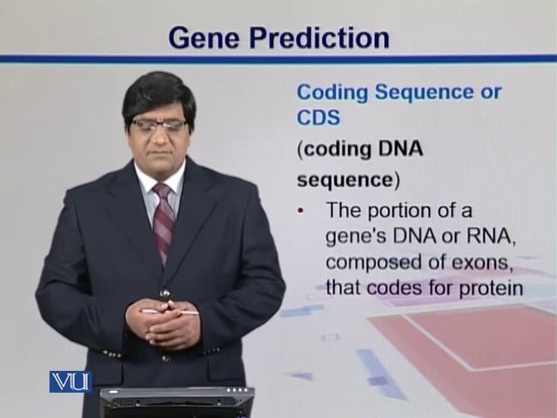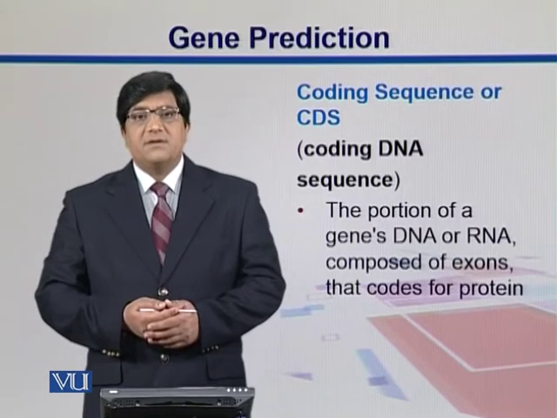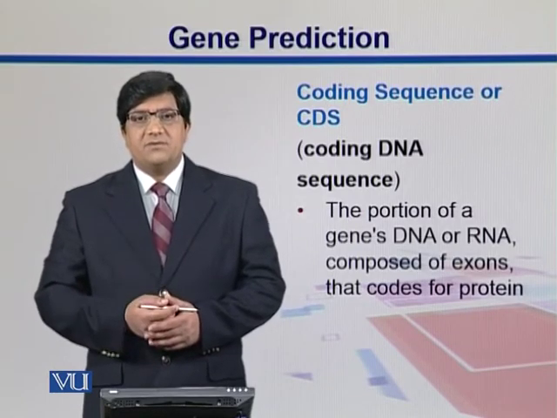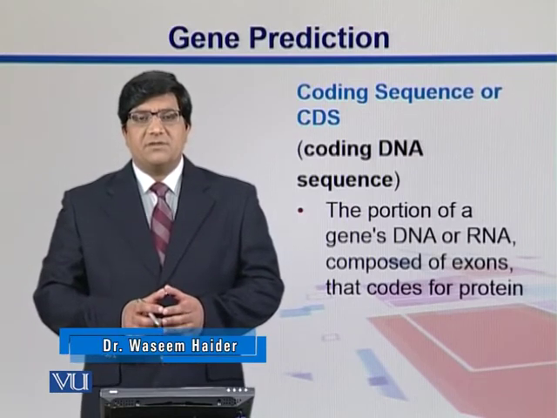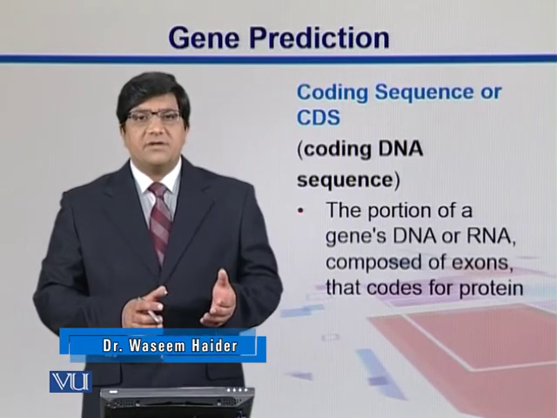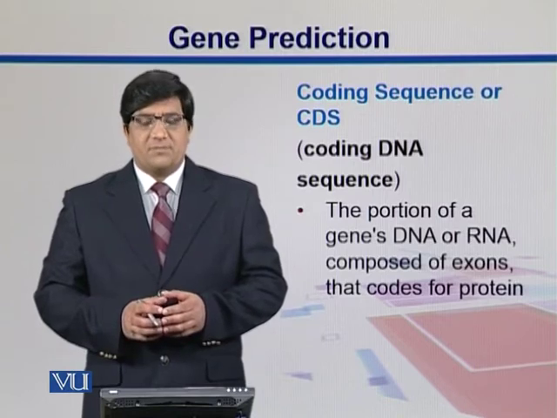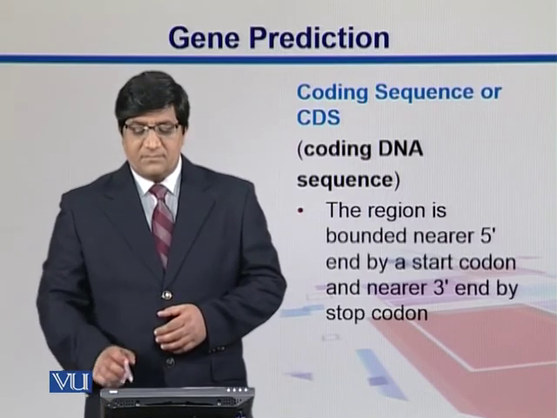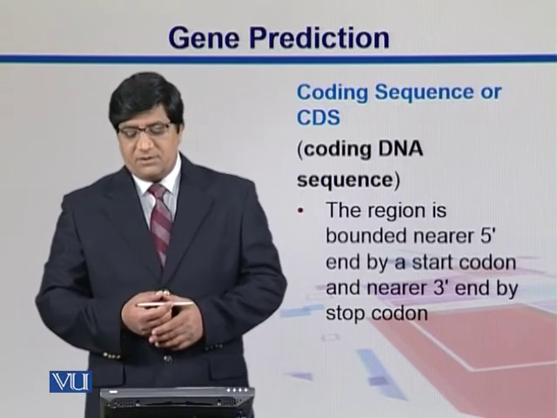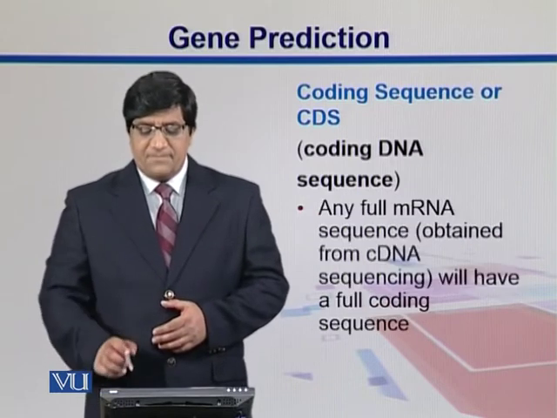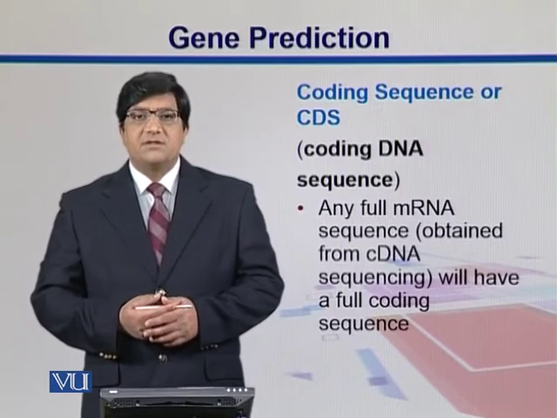What is the coding sequence? The portion of a gene's DNA or RNA that is composed of exons and that codes for protein. So exons put together make up the coding sequence. Normally the coding sequence starts with the start codon ATG and it ends with one of the three stop codons. This region is bounded nearer the 5' end by the start codon and the 3' end by the stop codon. Any full messenger RNA that is obtained from a gene can have a CDS.